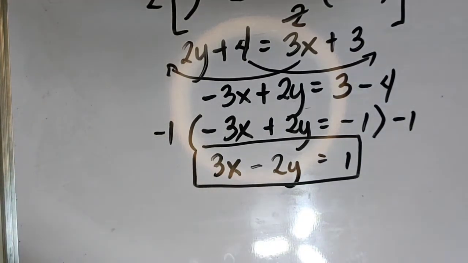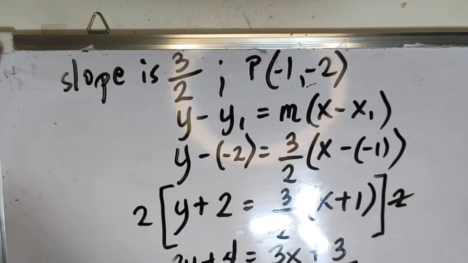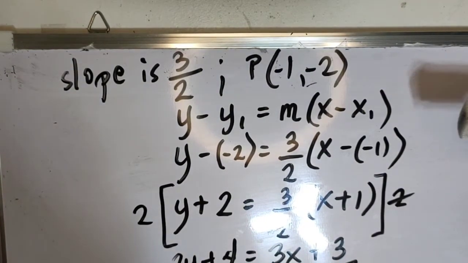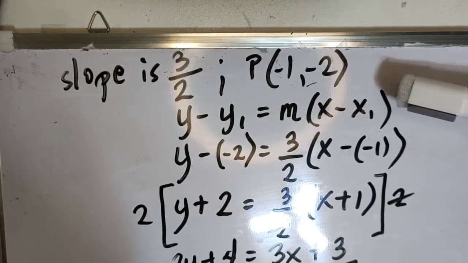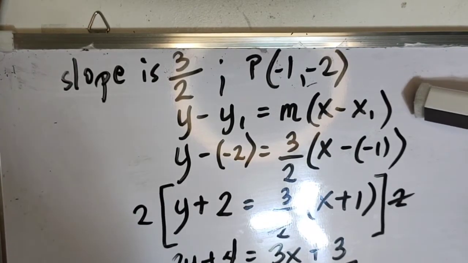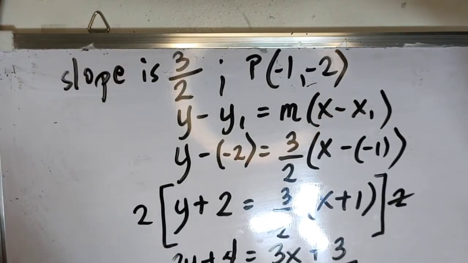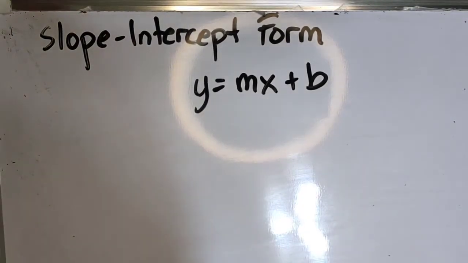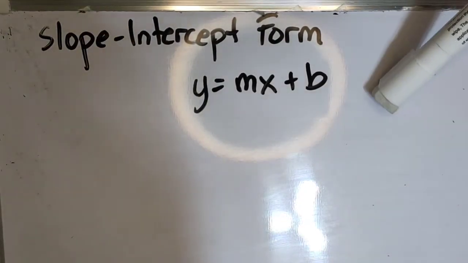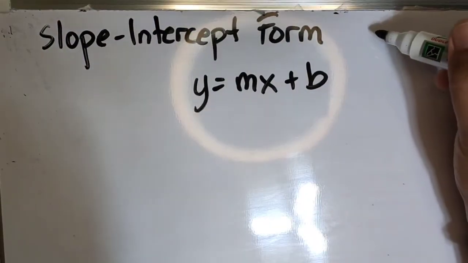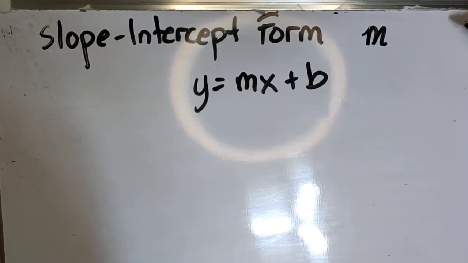Okay? So, ganun lang ang pagkuha ng equation of the line kapag ang given natin ay slope at isang point. Okay? We are using the point slope form. Ito yun. Y minus y sub 1 is equal to m times the quantity x minus x sub 1. Okay, lastly, we have the slope-intercept form. Ito ay y is equal to mx plus b. So, dito, ang given natin ay slope at yung y-intercept, yung b.